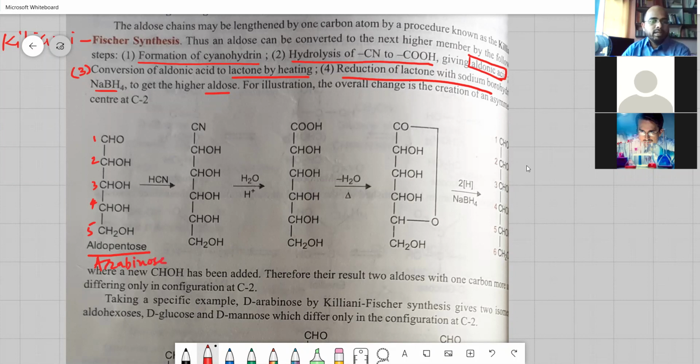Right? So HCN actually exists like H plus and CN minus. What happens here is this CHO exists like C double bond O and H. With the approach of HCN, CN minus will go to the plus part, and H plus will go to the minus part. The minus is on the oxygen, isn't it?